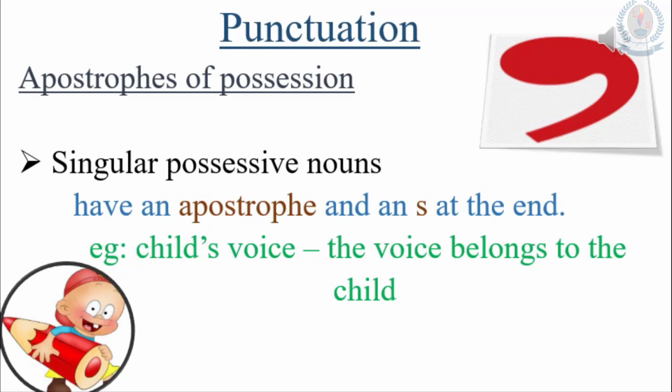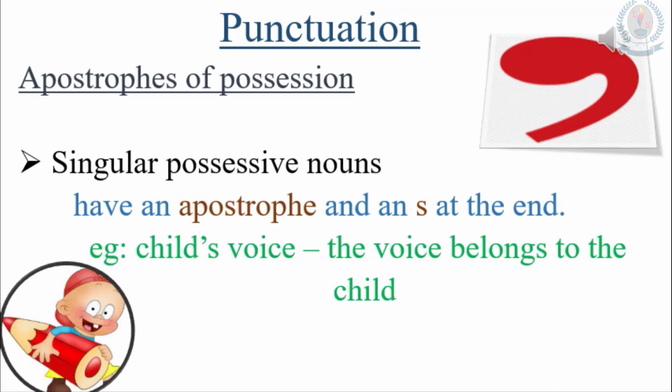Now the first category is singular possessive nouns. What do you mean by singular? Only one. Okay. Now singular possessive nouns have an apostrophe and an S at the end. For an example, brother's car. The car belongs to the brother.